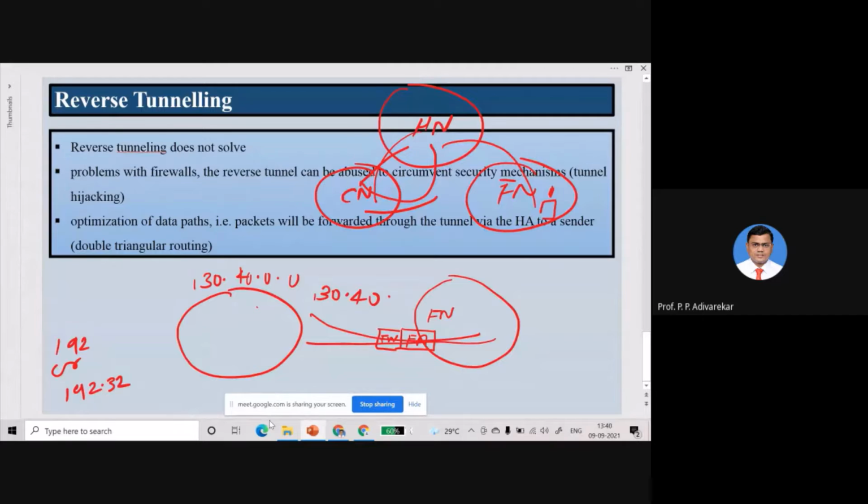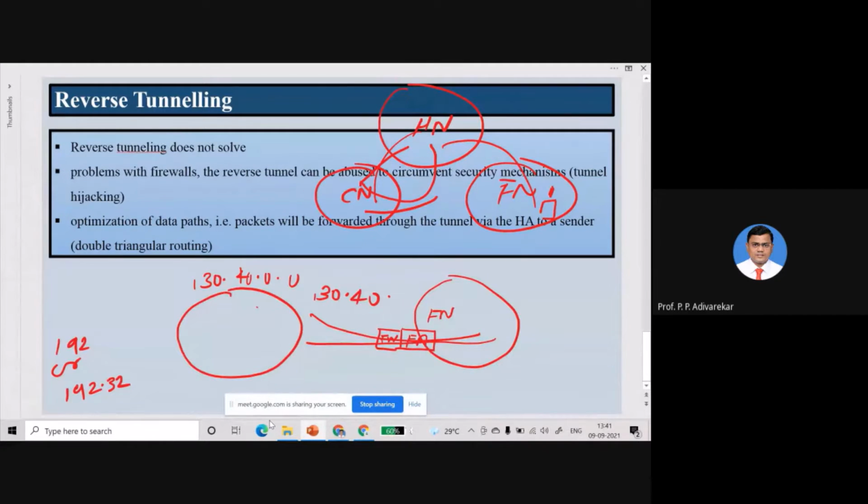So even if the correspondent node and the mobile node are part of the same network, the packet has still traveled the entire distance of the internet. From the internet it reaches the home agent and again goes back to the same network. So this creates a triangle. That is called the triangular routing problem.